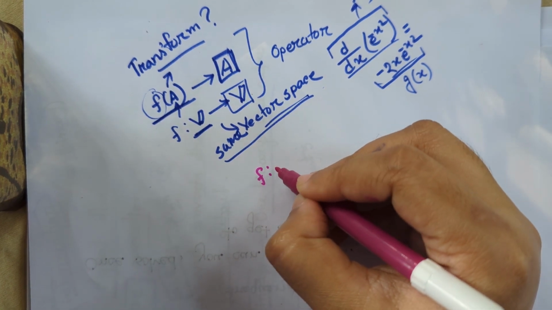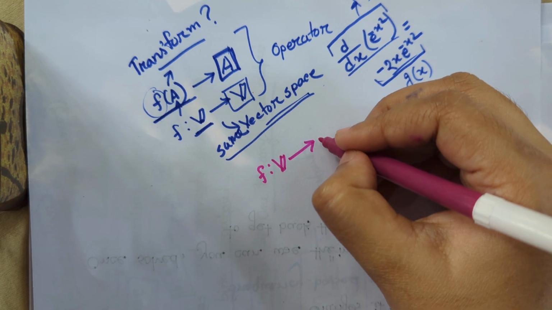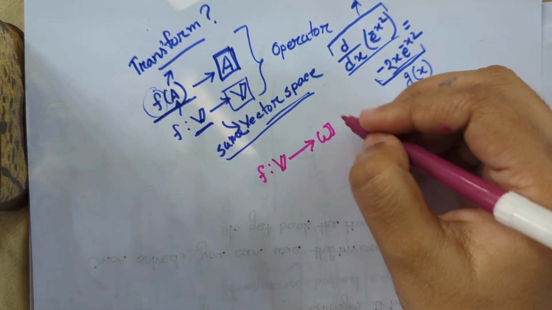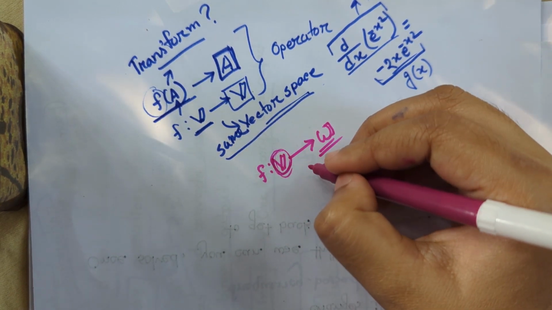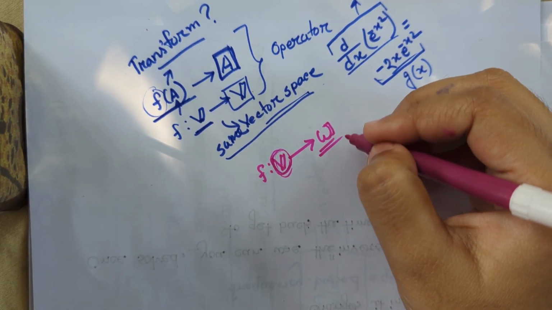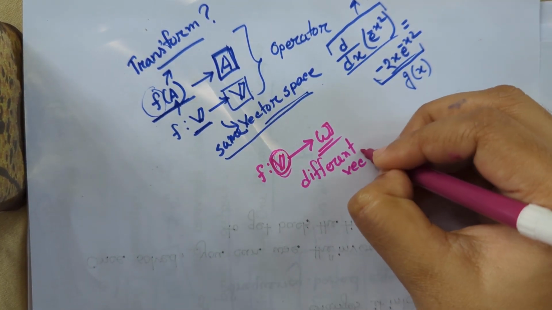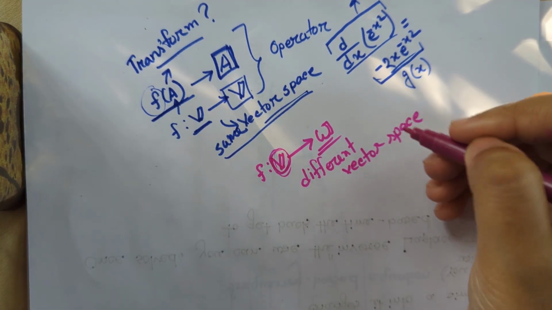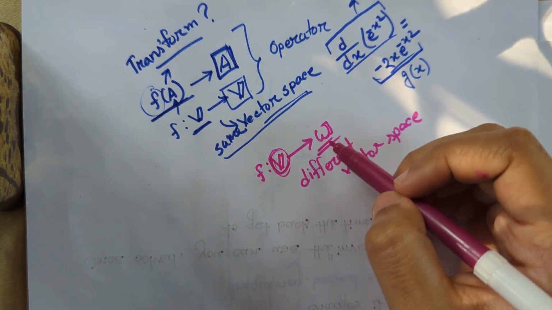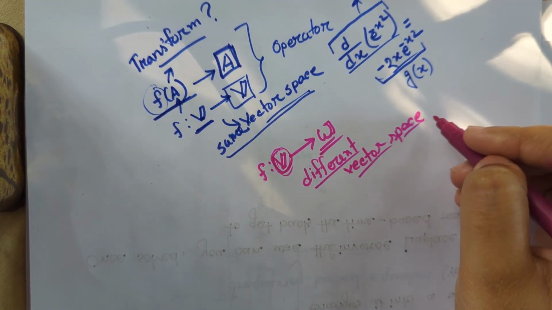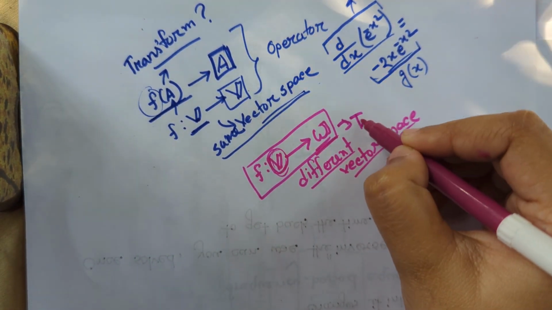But if our input function is in the variable v and we get an output function which includes a variable w, meaning there is a function in the v variable and we get a different variable in our output as a different function, this is called a different vector space. So what is a different vector space? They are transformed from one variable's functions to another variable's functions. This is the different vector space, and this conversion is called transform.